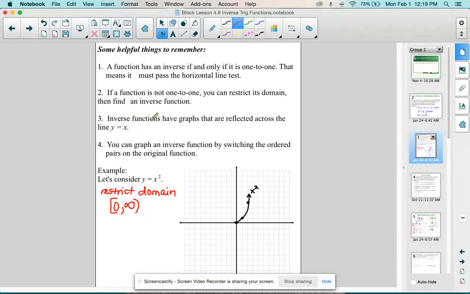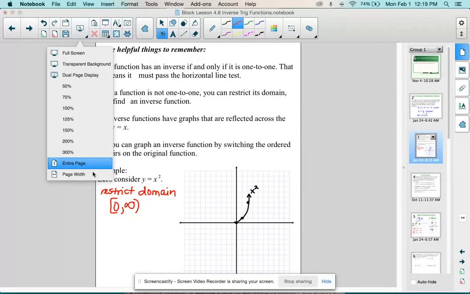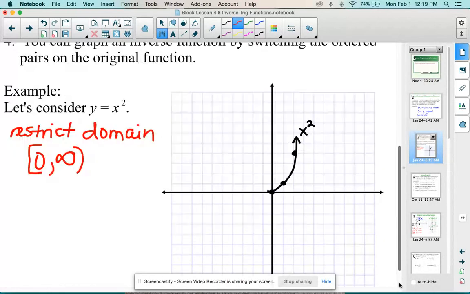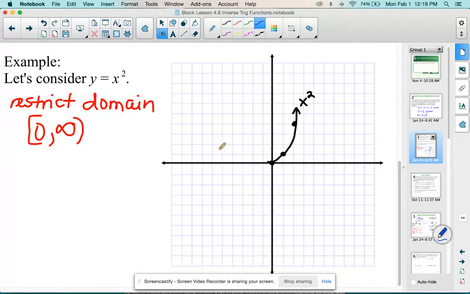And then it says inverse functions have graphs that are reflected across the line y equals x. Okay, so if I drew a line that had a point at the origin and had a slope of 1, up 1 over 1, it would look kind of like this. I'm not going to draw a line, I'm just going to leave dots. But this would be the line y equals x. Okay? Inverse functions are symmetric about this line.